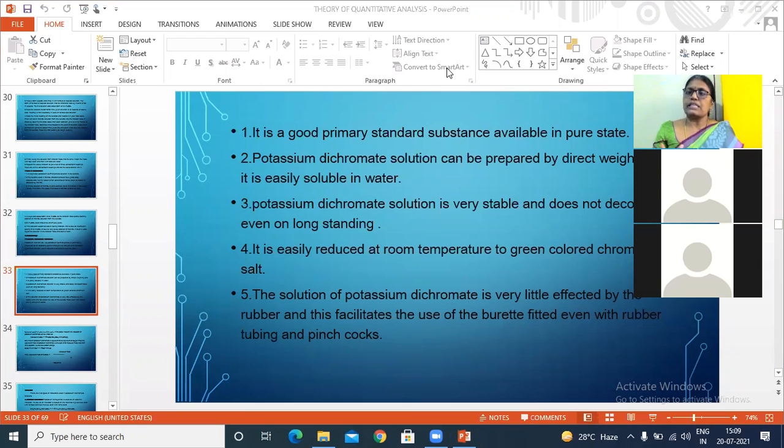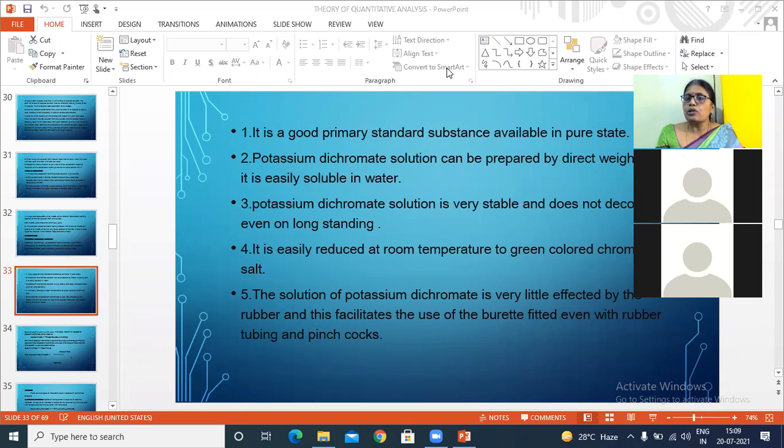We can prepare the potassium dichromate solution simply by weighing the substance directly, and it is easily soluble in water. Potassium permanganate is not supposed to dissolve directly in water; we should add one or two drops of either sulfuric acid or HCl, generally sulfuric acid, to dissolve it in water. Potassium dichromate, however, is completely and easily soluble in water. That is the second advantage.